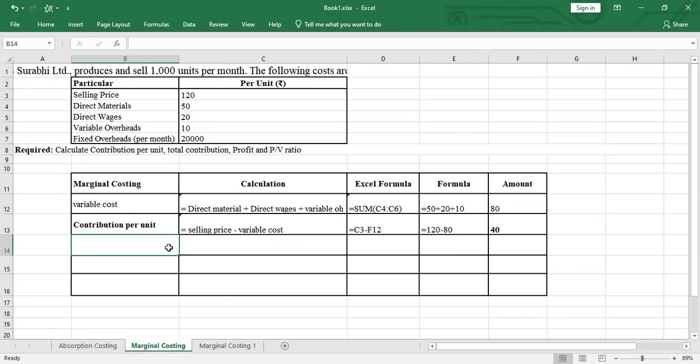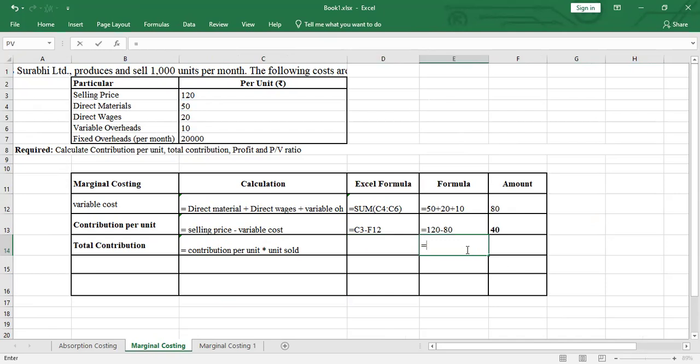Now moving forward to the next one, total contribution, which they have also told us to ascertain. Total contribution equals contribution per unit into units sold.